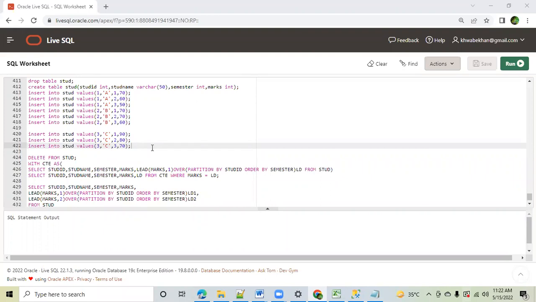So yesterday we discussed rank, dense rank, and row number, and we saw that rank skips the sequence. We discussed why rank skips the sequence and what the solution is. Then we observed that dense rank is the solution, and we saw that rank and dense rank both have their own pros and cons.